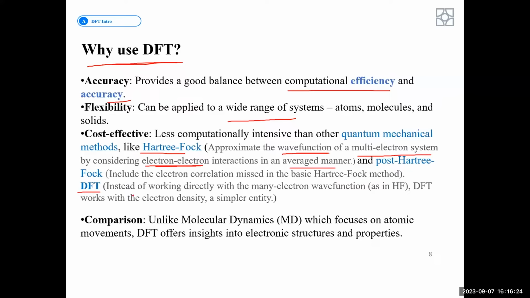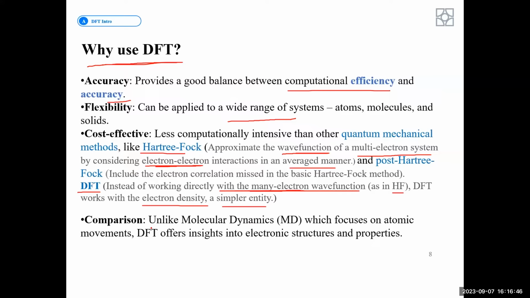In contrast, DFT doesn't work directly with the many-electron wave function. I mean, it doesn't work like Hartree or the many-body wave function. It works with the electron density. So it's a very simple entity we are dealing with. Density is a very simple quantity compared to the other values in quantum mechanics.